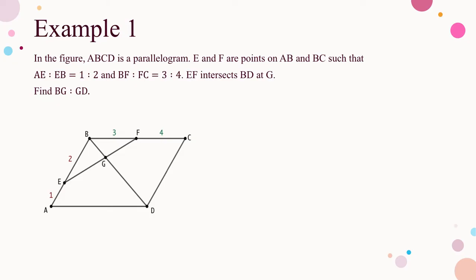This question is example 2 in my 17th video, mass point further 1. I solved this problem with three different methods: ratio of areas, mass point, and similar triangles. You may check it back later for a comparison. The answer is BG to GD equals 6 to 17.